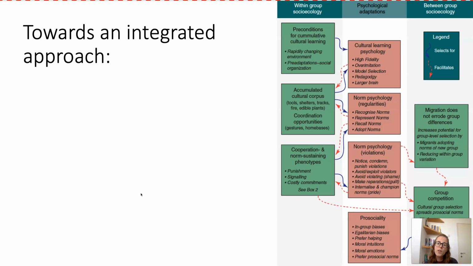So to go back to the figure we've seen before from Chudek and Henrich's paper, what we want to suggest is an enhancement to this perspective by pointing out that social identity affects and is being affected by at least some of these components, such as group competition, cooperation, pro-sociality, and of course, norm psychology.